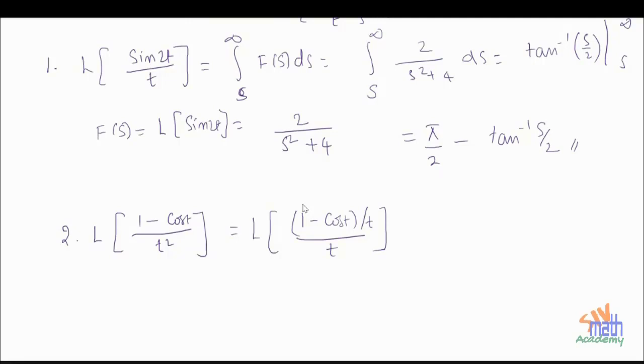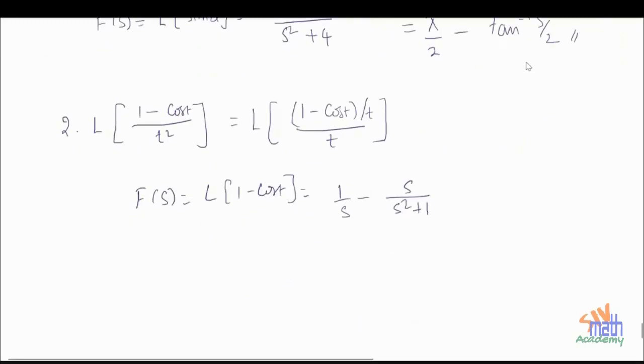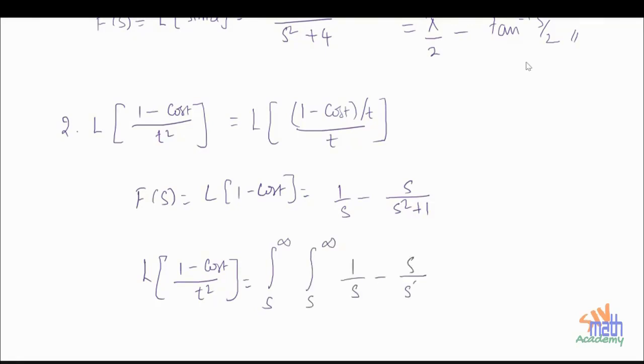You can do it in two ways. Either you find f of s is equal to integral s to infinity, or you write it like this: L of 1 minus cos t, that is 1 by s minus s upon s square plus 1, correct? So here L of 1 minus cos t upon t square, basically, is twice integral s to infinity of 1 upon s minus s upon s square plus 1 ds ds, correct?